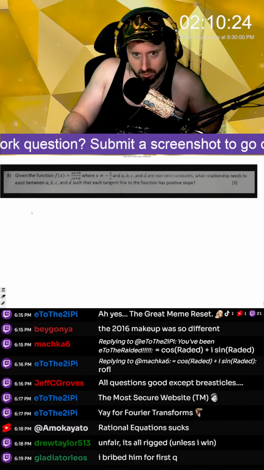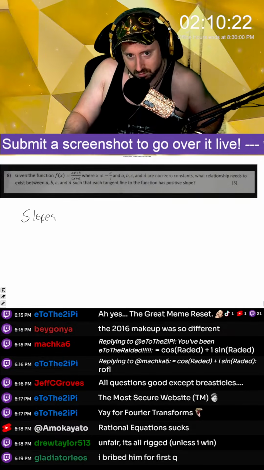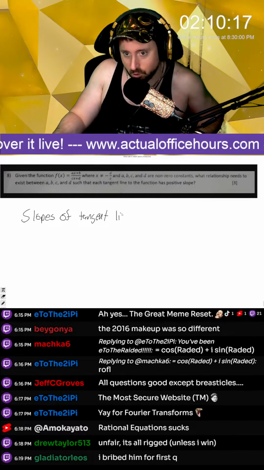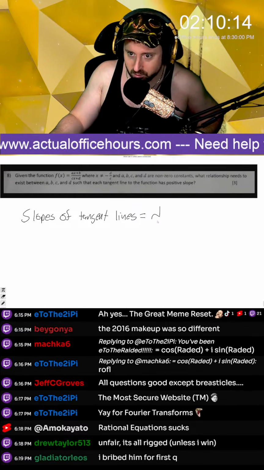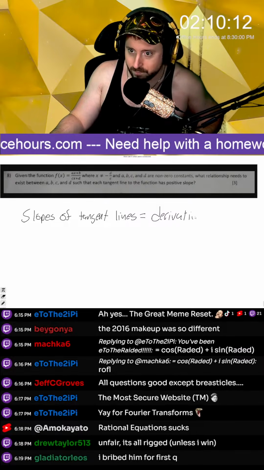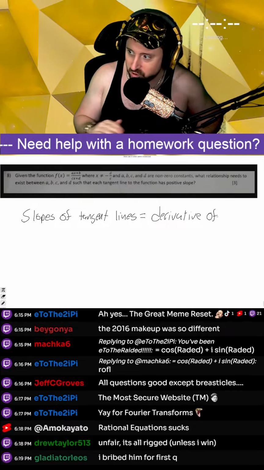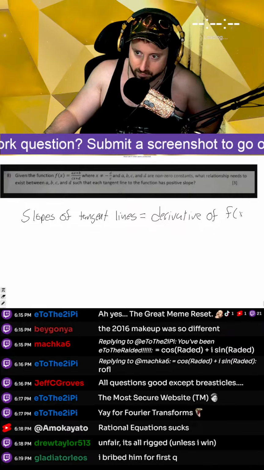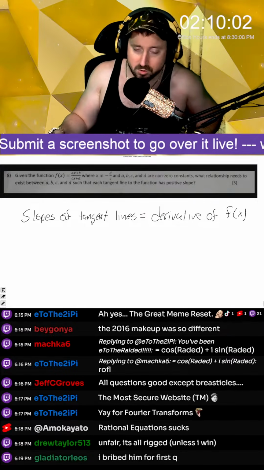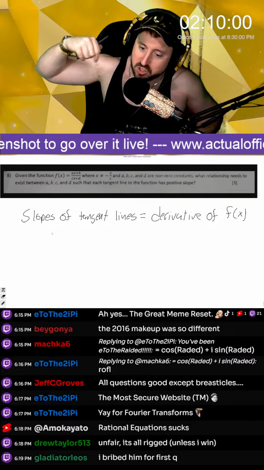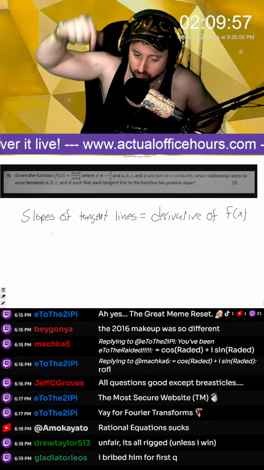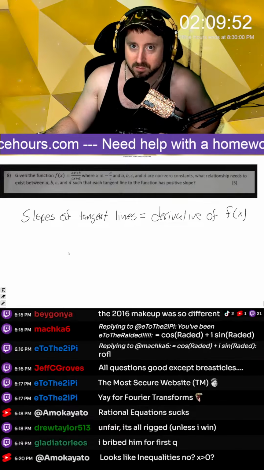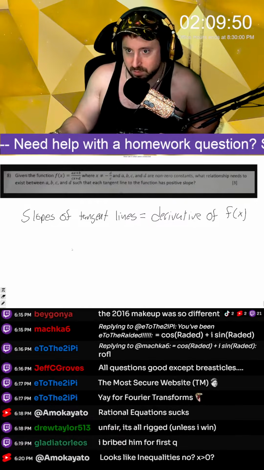Okay, so slopes of tangent lines. Just always remember this, the slope of a tangent line is always the derivative of the function. I swear, if you just remember this fact and anytime you see the word tangent line or slope, just be like, no, it's the derivative. It's the derivative of the function. So the slope of the line tangent to f of x is the same as the derivative of f of x, at x. So yeah, and we want it to be positive.